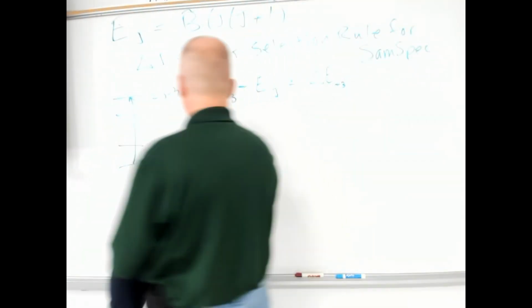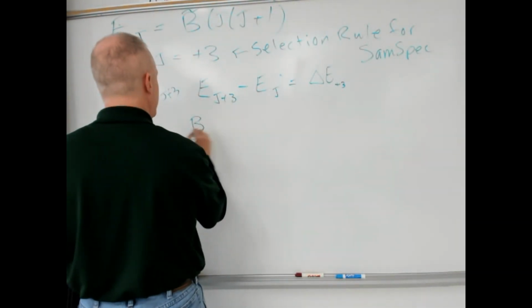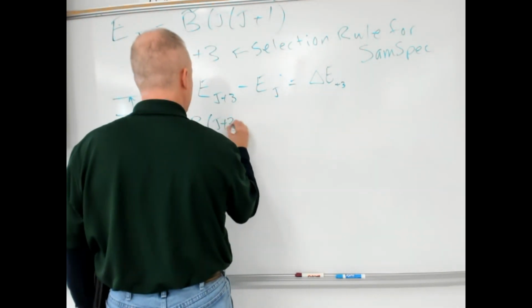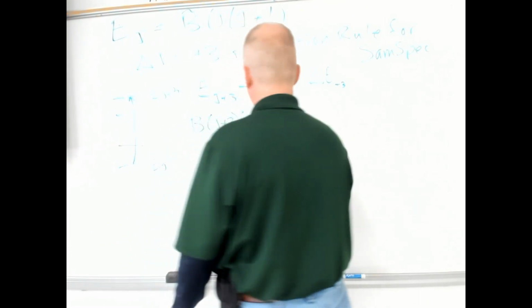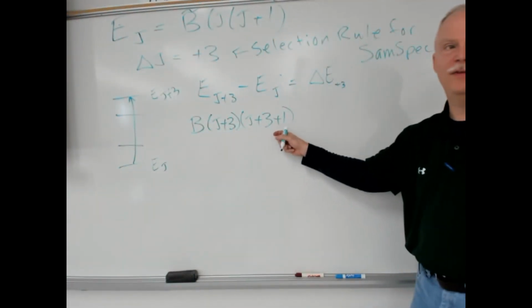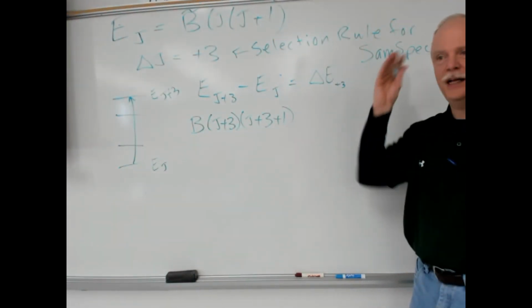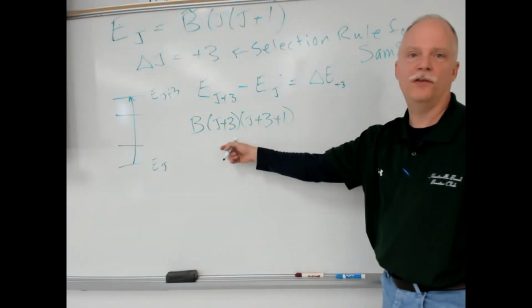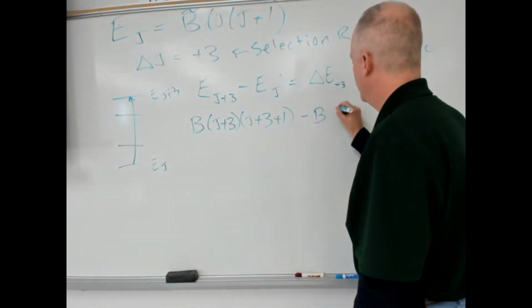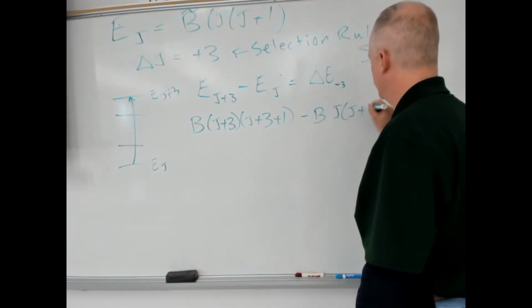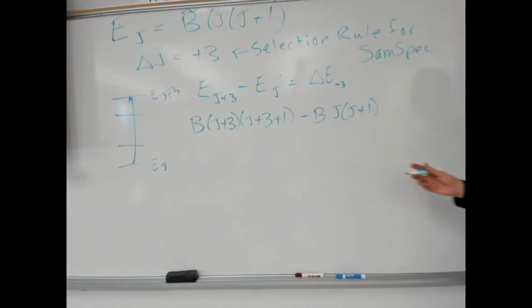So we'll try to go quickly. We have B times J plus 3 times J plus 3 plus 1. Does everybody understand what I did there? Why I'm leaving this plus 3 and plus 1? Just to make it clear. Wherever there's a J, I put in a J plus 3, and then subtract B times J times J plus 1. And then we're off to the races. We're just going to have to multiply everything through.